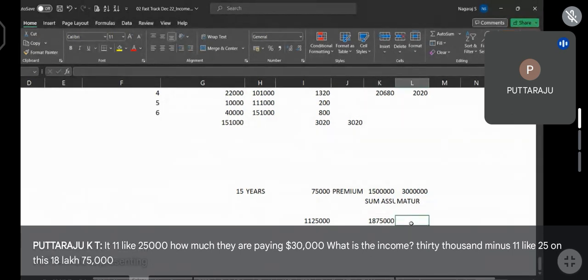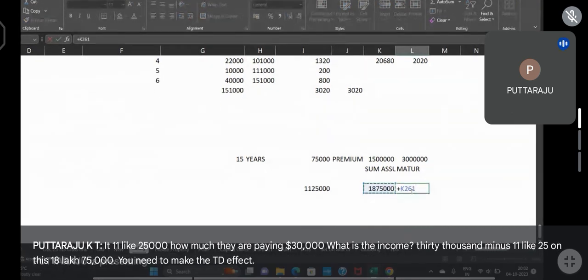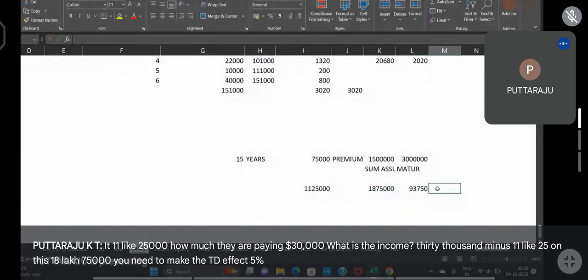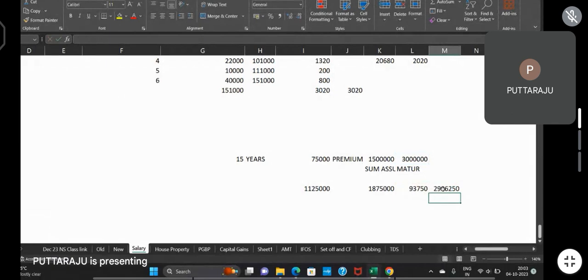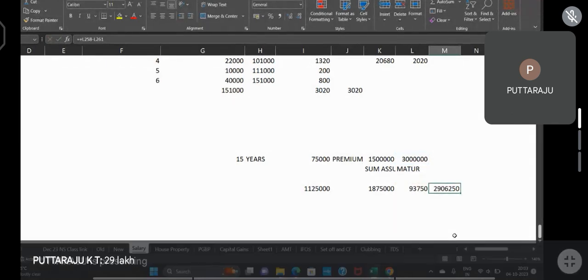On this 18,75,000, you need to make the TDS at 5% and pay 29,06,252 to you. The LIC will make the payment of 29,06,252 to you on maturity. This is an amendment.